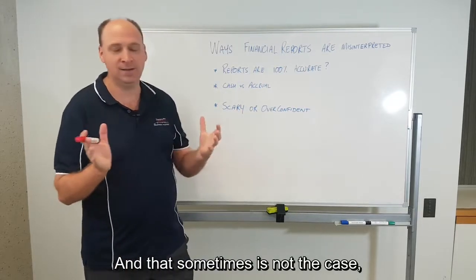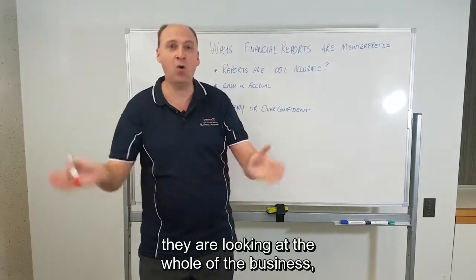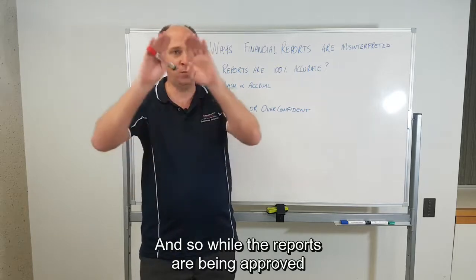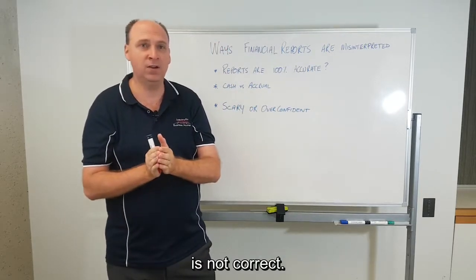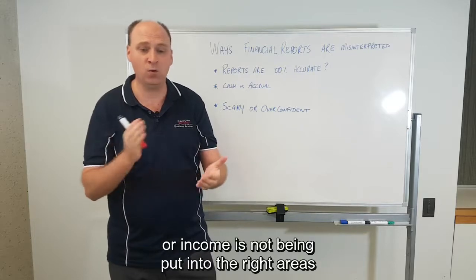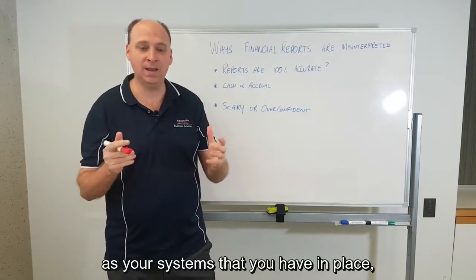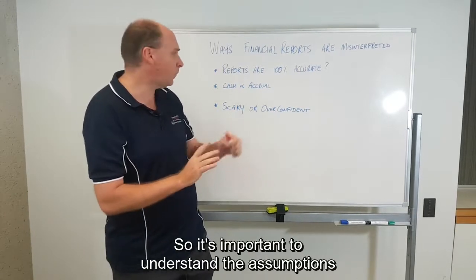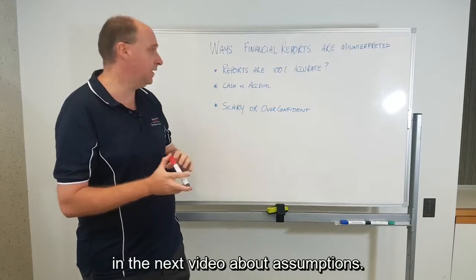And that is sometimes not the case, because when auditors come in and audit the business, they're looking at the whole of the business, and the reports that managers are getting are for different cost centres. While the reports have been approved by the auditor from a whole perspective, sometimes the report for the cost centre is not correct. Wages may not be allocated to the right areas, or income may be miscoded. Your reports are only as accurate as the systems you have in place and the decisions made by your bookkeepers or accountants. So it's important to understand the assumptions underlying your report, and I'll be talking about that in the next video about assumptions.